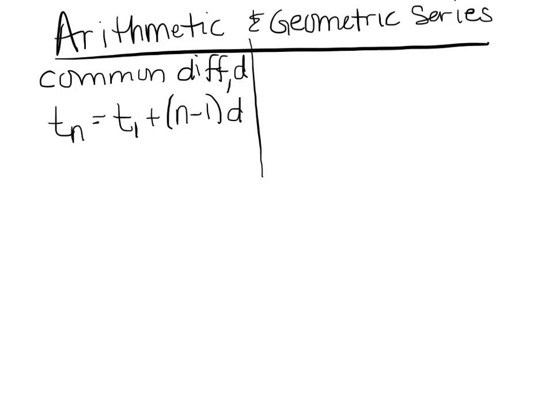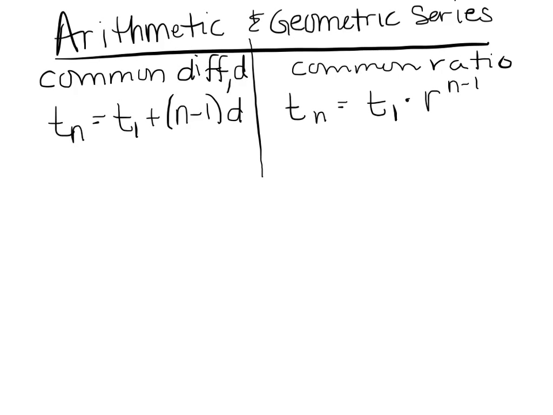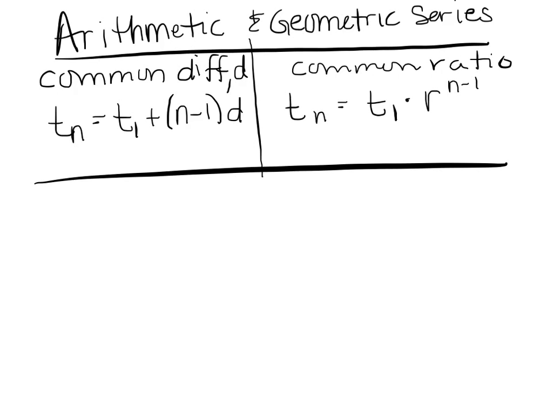And when we're talking about geometric, then you're talking about a common ratio, and we use this formula for the nth term, T1 times the ratio that's common raised to the n minus 1 power. Okay, so the problem I want to look at is a really interesting problem, and I'll read it to you real quick. Let me write it first.